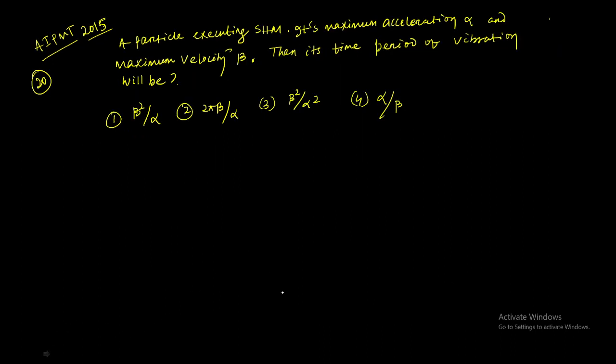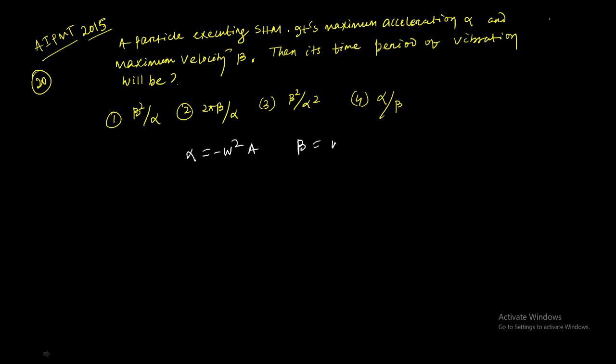A particle executing SHM has maximum acceleration alpha and maximum velocity beta. Then what is the time period of the vibration? Maximum acceleration alpha equals minus omega square a, because maximum acceleration is observed at the extreme position, and at the extreme position x equals a, right?